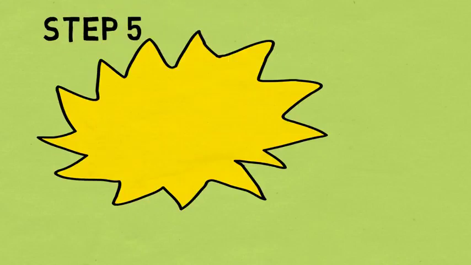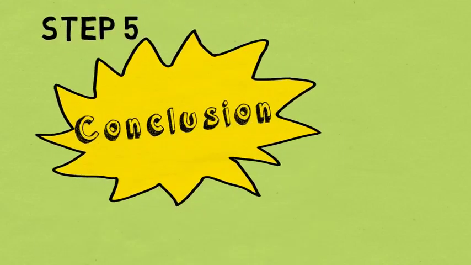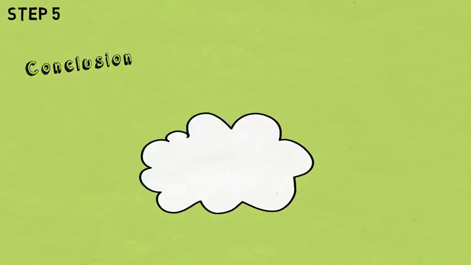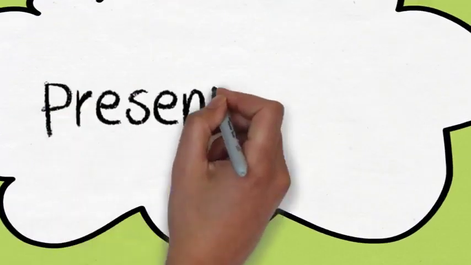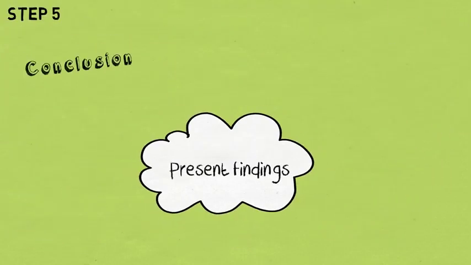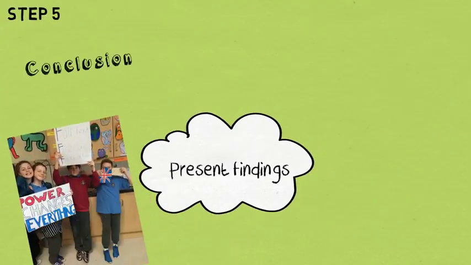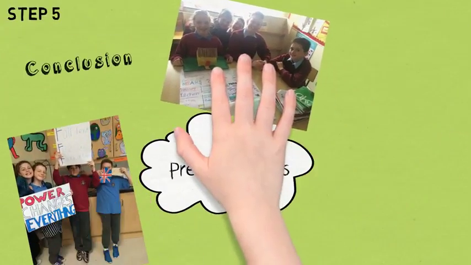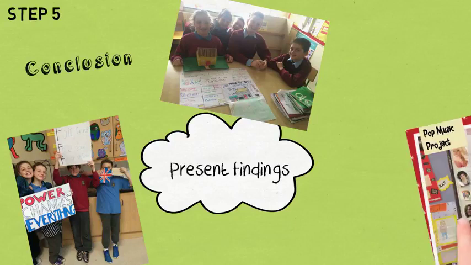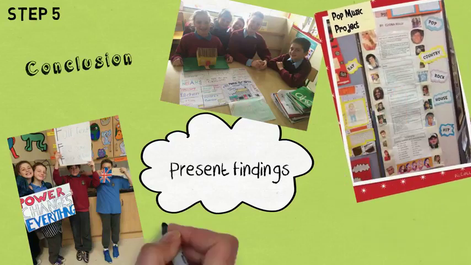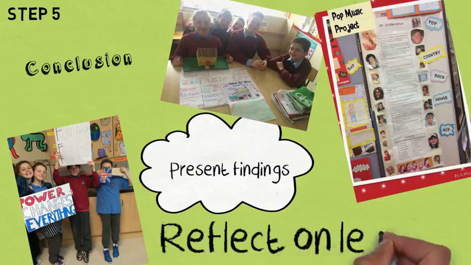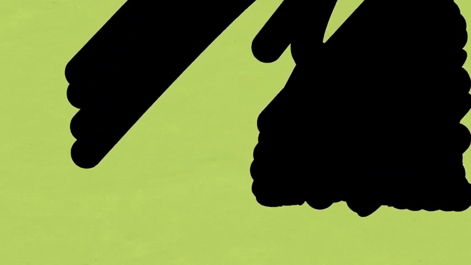Finally, we come to step 5, the conclusion. Here children gather findings and conclusions. They may have created a presentation, an artifact, display, or solved a problem which they can now present to their classmates or the teacher. As well as presenting findings, it's important for the children to reflect on what they have learned, and to consider what went well or what didn't go so well.